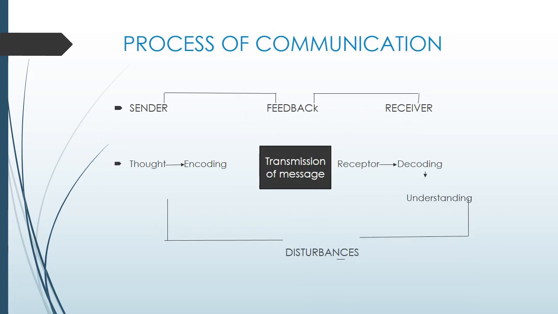Hello everyone, let's talk about the process of communication. With the help of this flowchart, it is very easy to understand the process. There are two parties involved in the communication process, sender and the receiver. Also there has to be a message which is to be transmitted, of course. Sender consists of two elements, thought and its encoding, and receiver consists of three elements, receptor, decoding and its understanding. We'll be discussing in detail in the coming slides.